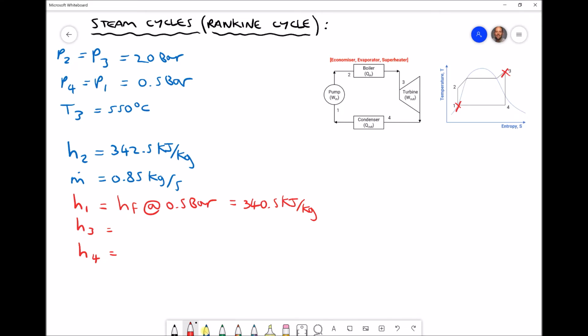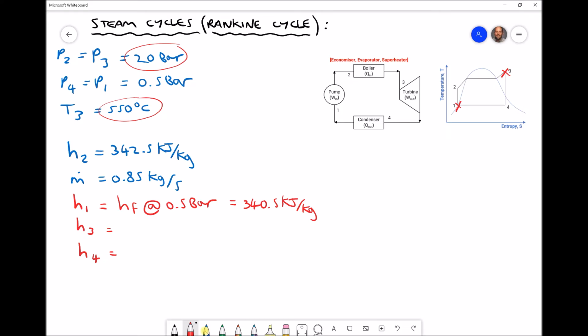The next enthalpy value we're going to find is for H3, which is superheated steam. We have a temperature of 550 degrees at position 3, and we have a pressure of 20 bar. So this time we need to go to the superheated steam tables at 20 bar and 550 degrees C, and we need to get our enthalpy value.